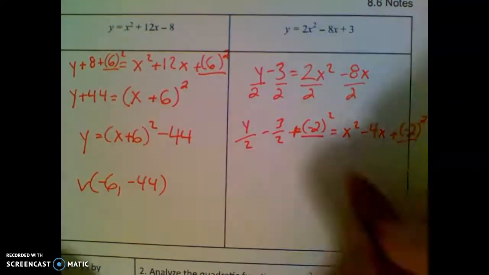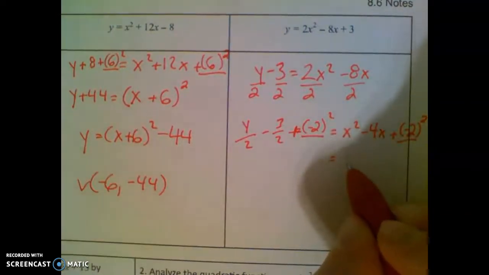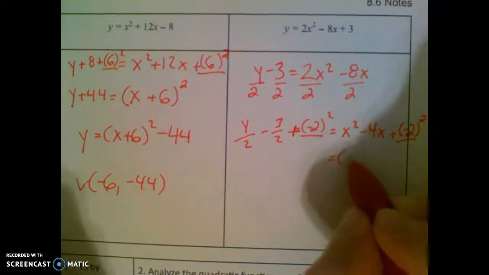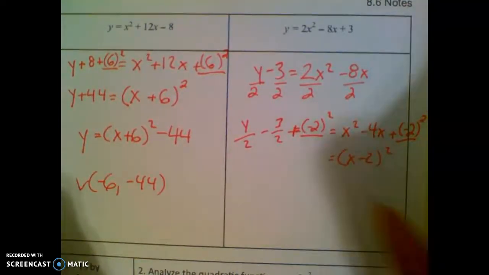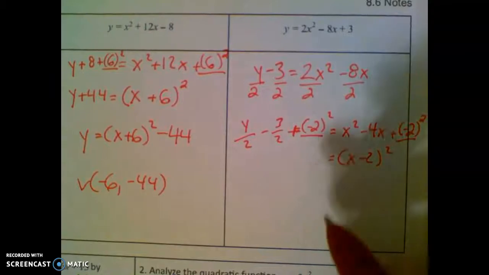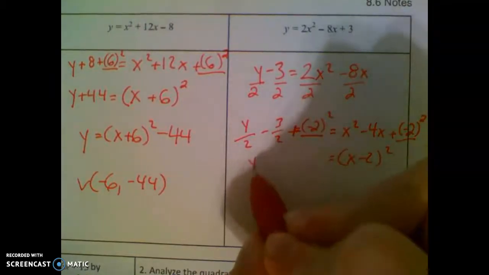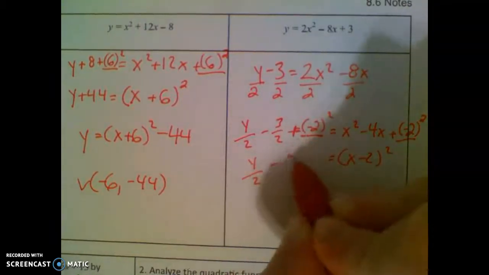All right, the right side, because it's a little easier for me just right now, the right side is going to be x minus 2 squared. The left side is going to be y over 2 minus 5 halves.